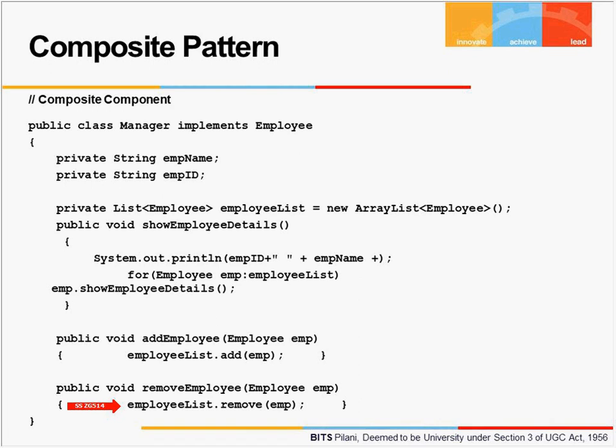Back to the implementation of our original method, which is in the employee interface, show employee details. In this case, the composite object also provides an implementation for show employee details. In that, it prints out the employee ID and employee name. And additionally, it invokes the same show employee details method for the objects which compose this composite object.